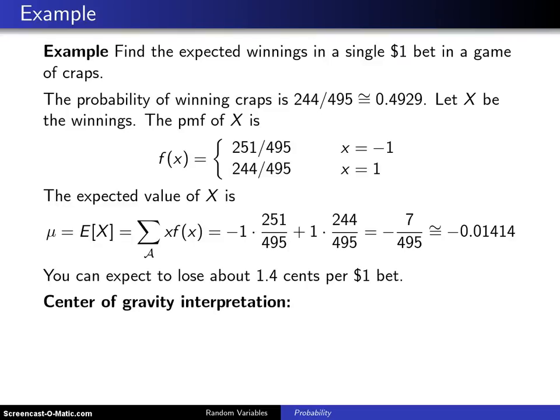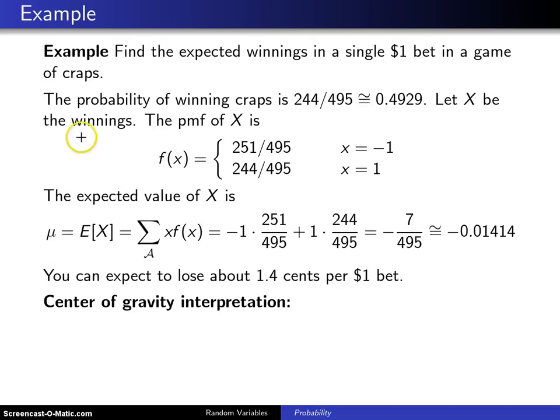Here's another example of finding an expected value. Find the expected winnings in a single $1 bet in a game of craps. So the probability of winning the game of craps is 244 divided by 495. We worked that out in the last chapter, and that is approximately 0.4929. Just slightly short of 1/2, and that means in the long run the casino will always come out ahead.